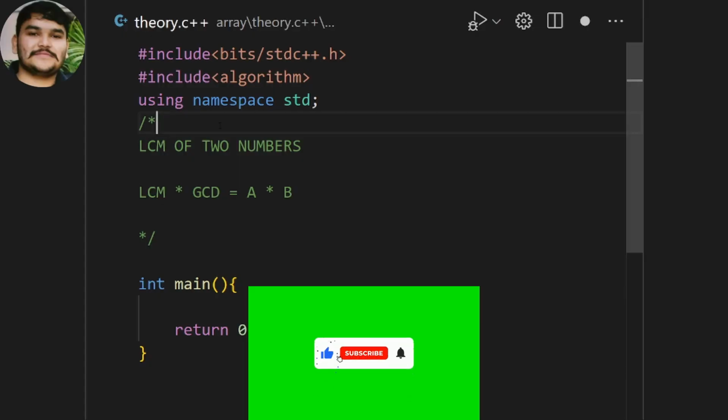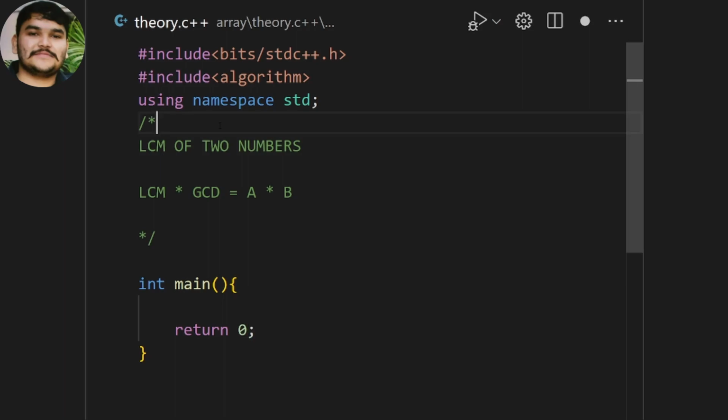Let's discuss a simple problem, which is finding the LCM of two numbers. As we already did in our previous video, finding the GCD of two numbers, here we find the LCM of two numbers. So what is LCM basically? If I have two numbers and those two numbers divide a number in such a way that the remainder is zero, and that number should be minimum.